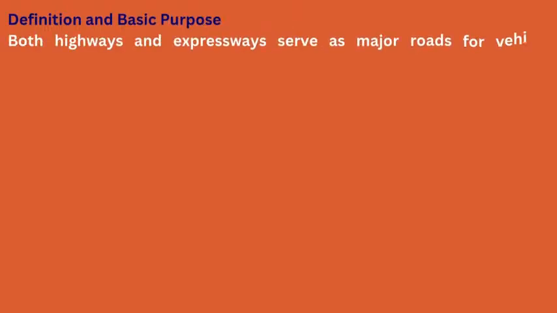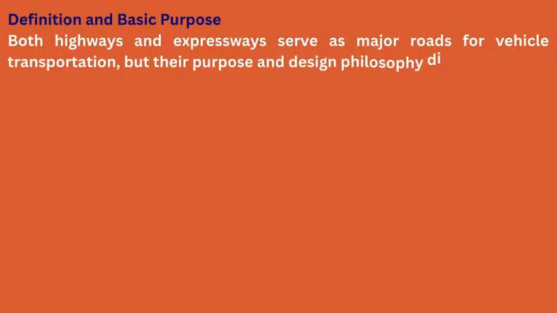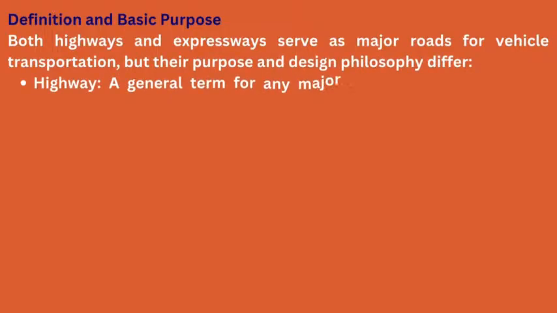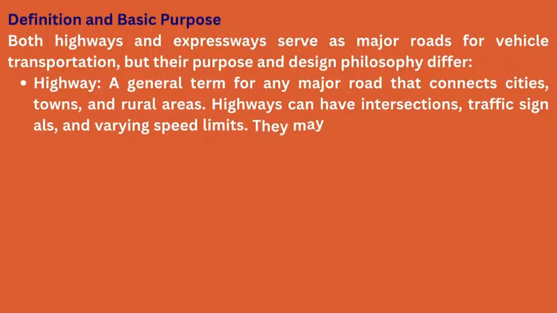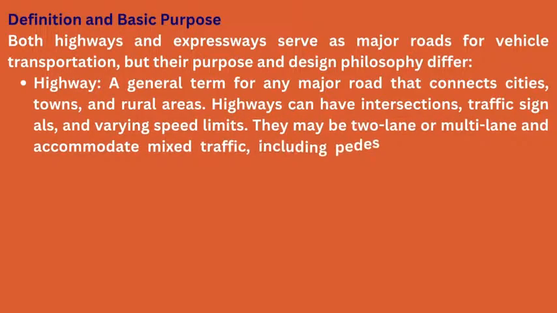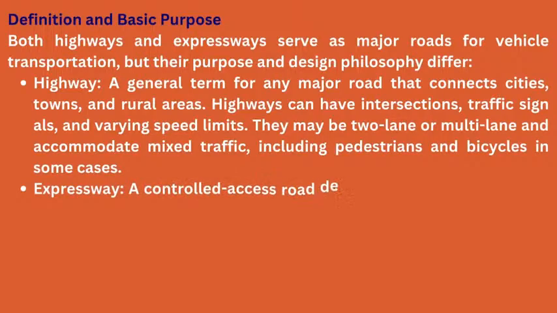Definition and basic purpose. Both highways and expressways serve as major roads for vehicle transportation, but their purpose and design philosophy differ. Highway: a general term for any major road that connects cities, towns, and rural areas. Highways can have intersections, traffic signals, and varying speed limits. They may be two-lane or multi-lane and accommodate mixed traffic, including pedestrians and bicycles in some cases.